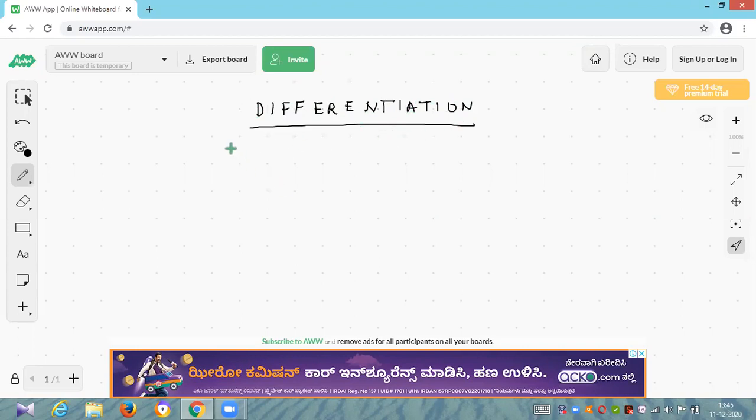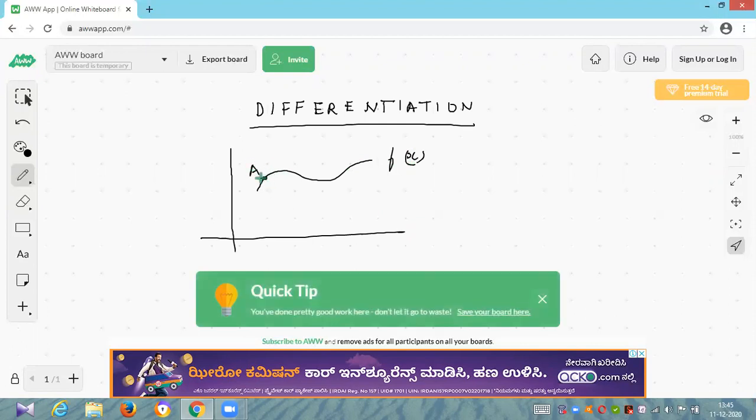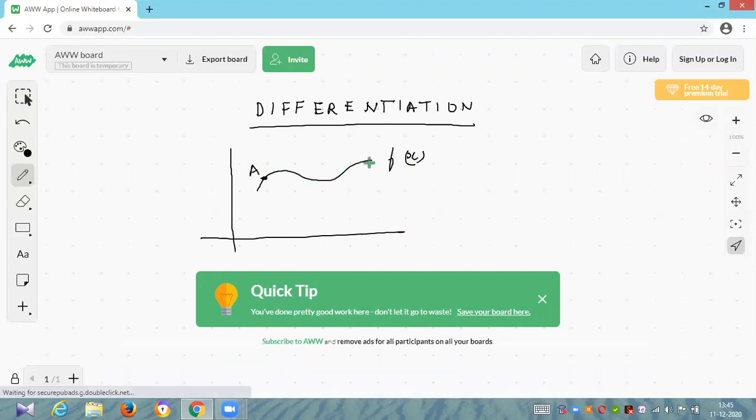Now, suppose there's a curve like this, any functional curve which we plot and we get a graph like this. This is a graph of f(x). If I want to find out the slope of a tangent at point A, differentiation provides us a method so that we can find the slope of a tangent at any point on the given plot of a function.